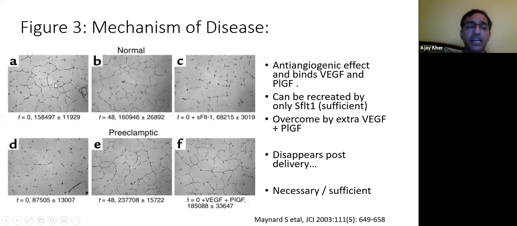In the top one, they take the time 0 serum, they add only SflT, and the interdigitations go away. So what they're trying to show is that SflT1 by itself is sufficient to cause the anti-angiogenic effect that is present here, and that this anti-angiogenic effect, even in presence of SflT, can be overcome by extra VEGF and placental growth factor. And they do show that this disappears post-delivery. So they're trying to show that this SflT1 is necessary and sufficient for the anti-angiogenic effect.